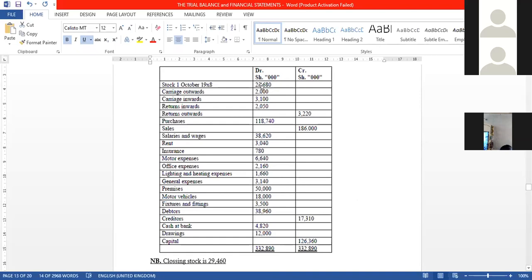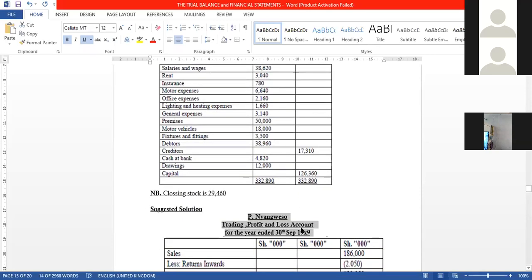Therefore, this 22,680,000 means it is 23,680,000. I hope that is clear. But because we want to save time, we are accountants, we must be able to shorten that. So we get the sales is 186.